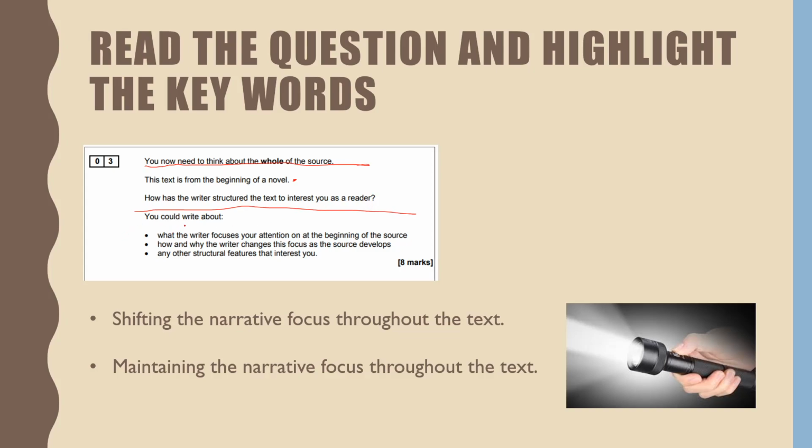And it gives you a little clue about what you can say at the bottom. It says you can write about what the writer focuses your attention on at the beginning of the source, how and why the writer changes the focus as the source develops, and then any other structural features that interest you. And it's worth 8 marks. So you should spend about 10 minutes doing this question.